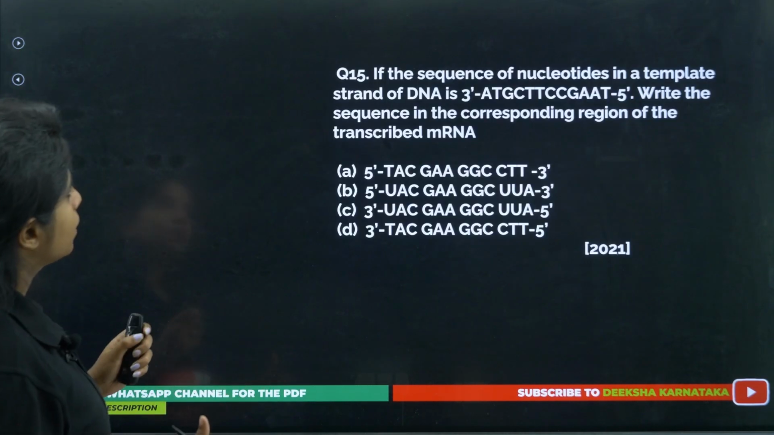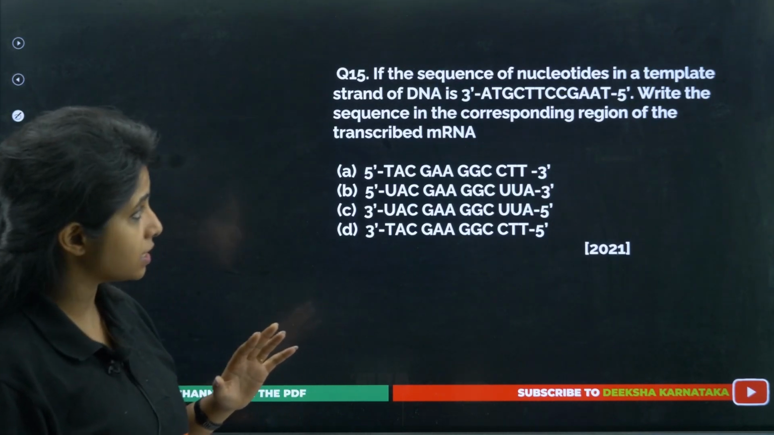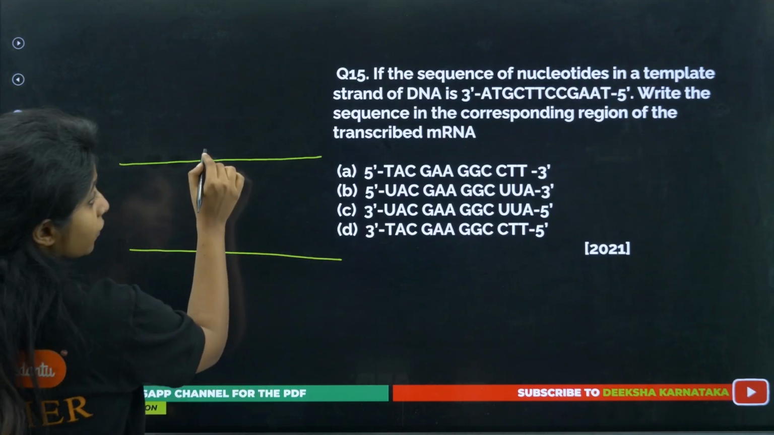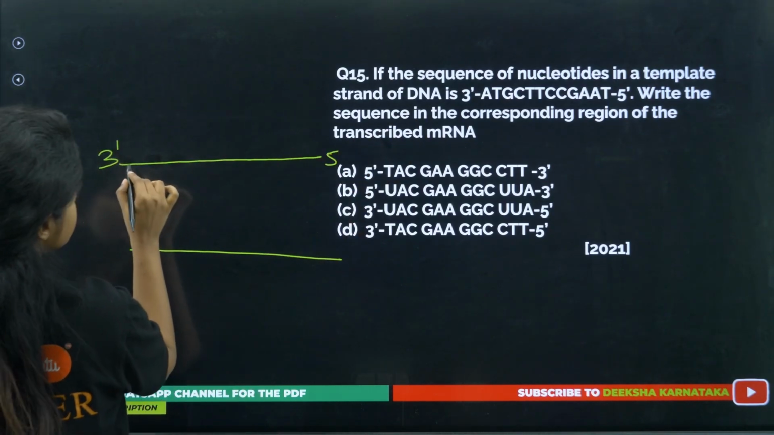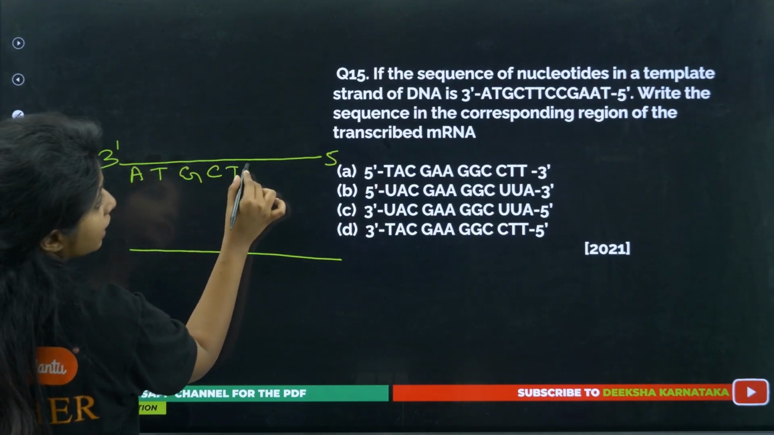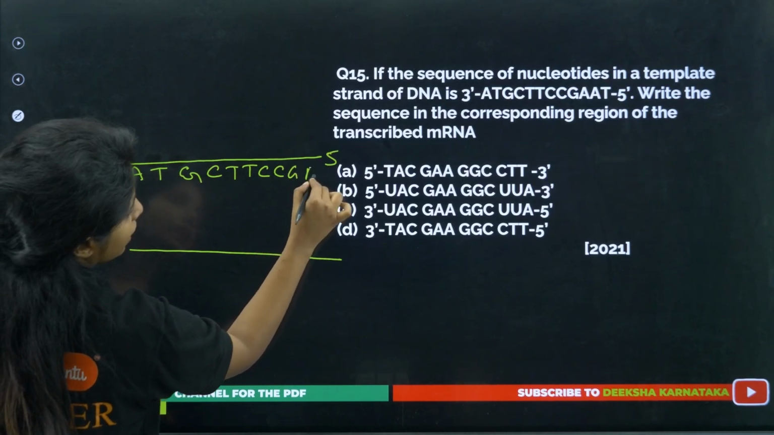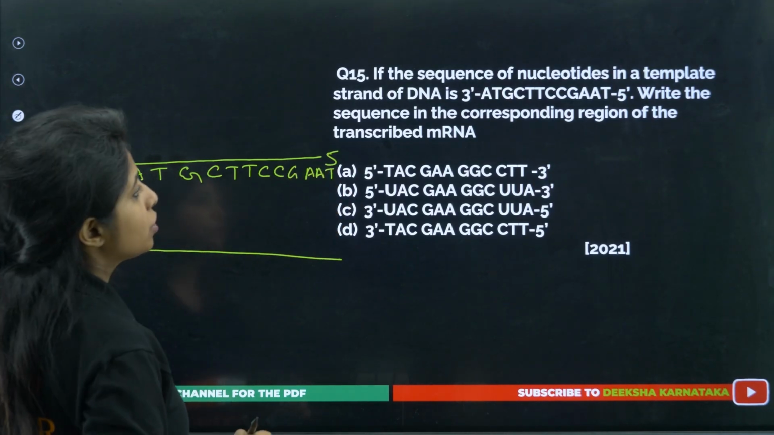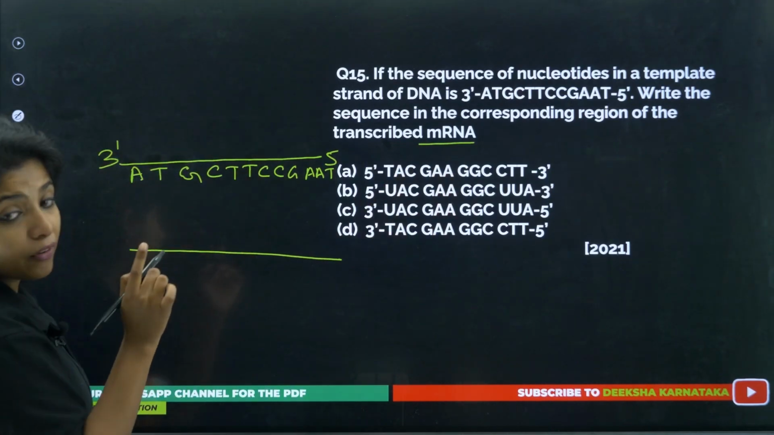Next thing, question number 15. If the sequence of nucleotides in a template strand of DNA is, template strand, remember, and you have a coding strand. If in the template strand 3' to 5', the sequence is A, T, G, C, T, T, C, C, G, A, T. Write the sequence in the corresponding region of the transcribed mRNA. Now it is an mRNA that is going to transcribe. It will be in 5' to 3'.